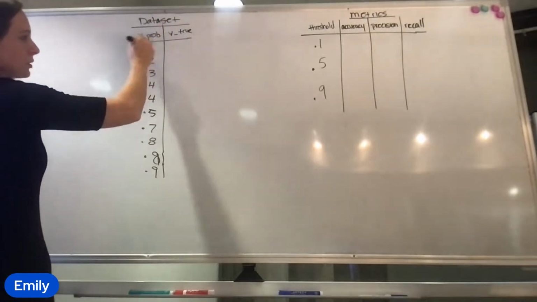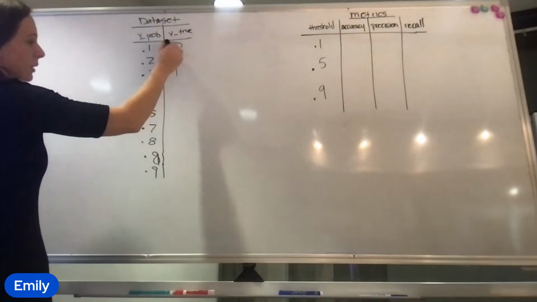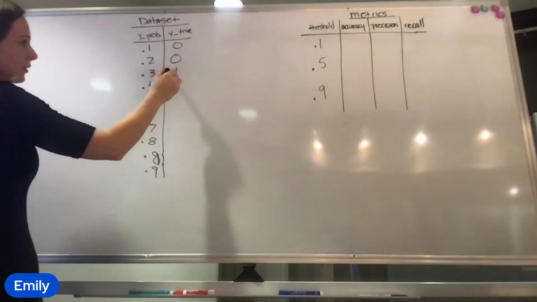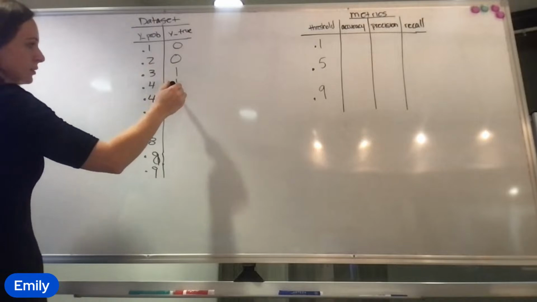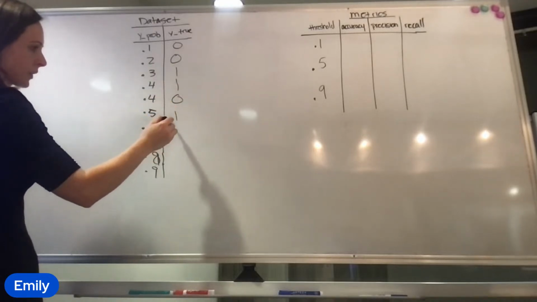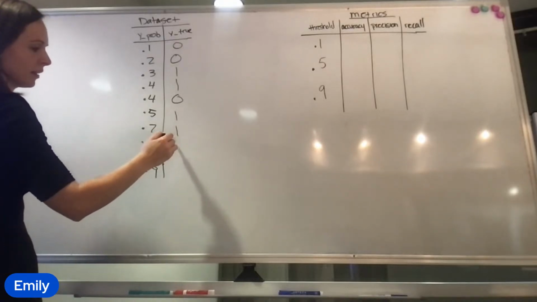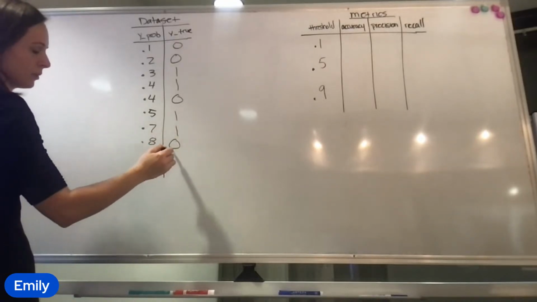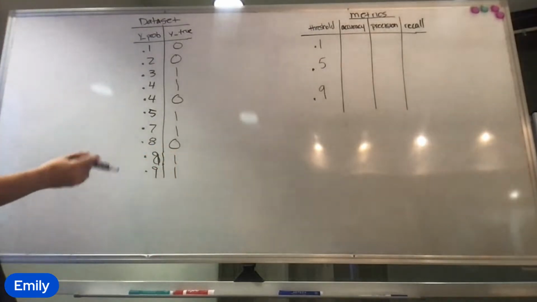So let's say y true. This was 0. We're going to say this one was confidently incorrect. Another fairly confident incorrect one. This one was 0. This one was 1. 1 confidently incorrect here again. 0. 1. 1. Okay.